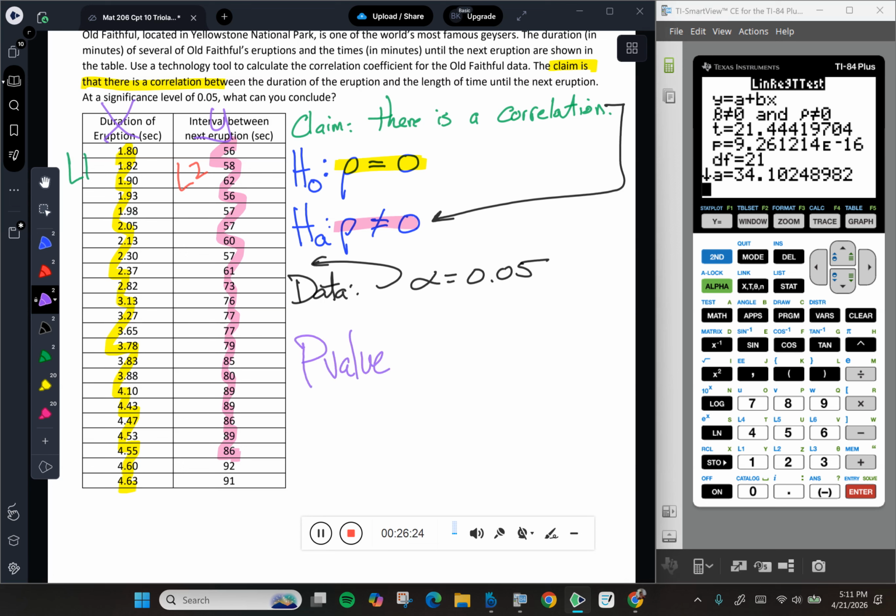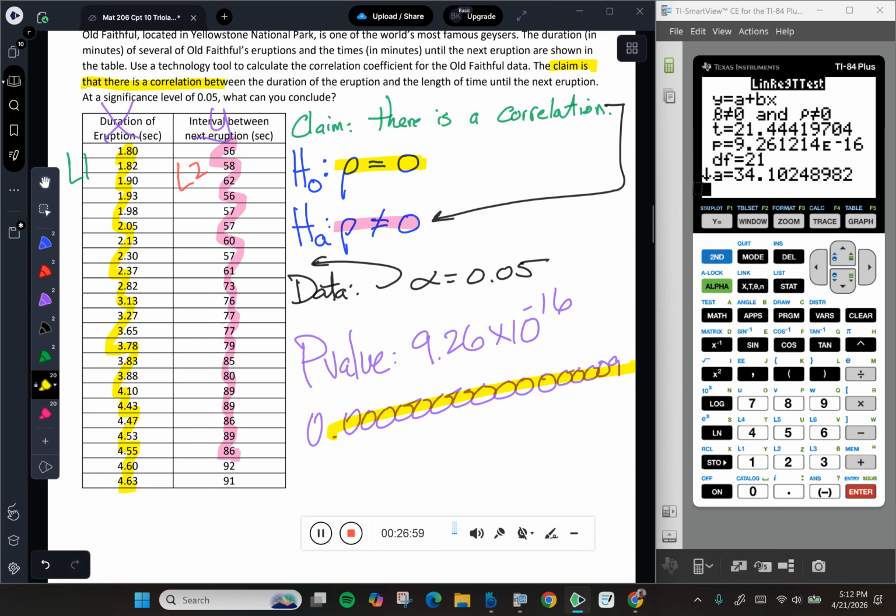And so what's the p-value for this? Well, holy cow, look at that. 9.26 times 10 to the negative 16th for a p-value. That means 0.1, 2, 3, 4, 5, 6, 7, 8, 9, 10, 11, 12, 13, 14, 15, 9. That's my p-value. When I compare my p to my alpha, p is less than alpha. When p is less than alpha, we reject the null hypothesis.